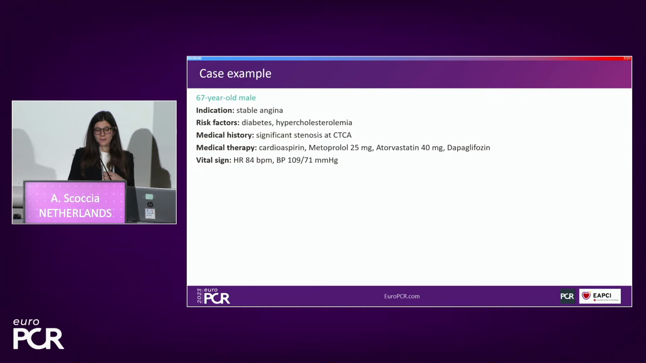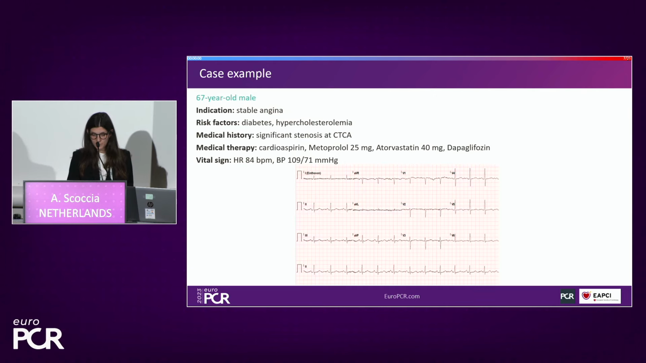So now I will move to the clinical case. We have a 67-year-old gentleman who was referred to our cath lab for stable angina. As risk factors, just diabetes and hypercholesterolemia, and he performed a cardiac CT which showed significant stenosis. That was his medical therapy, and here the vital signs.